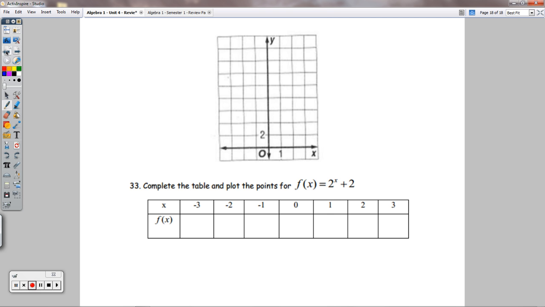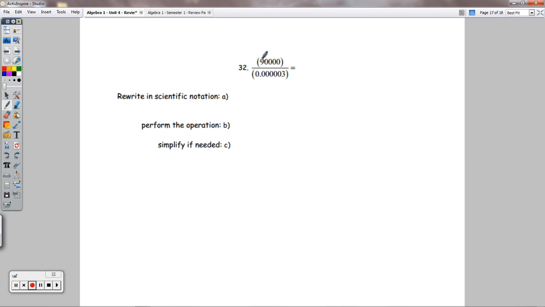Nope, I actually have a couple more. So sorry about that. We've got 90,000, 1, 2, 3, 4. So we're going to move this 4 spots that way. That would be a positive 4 power.